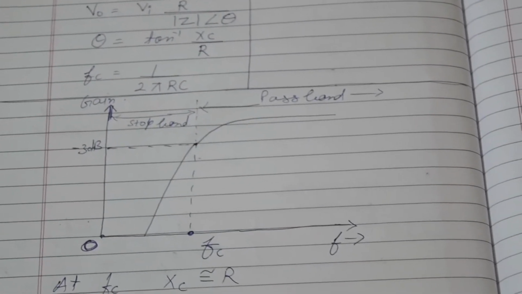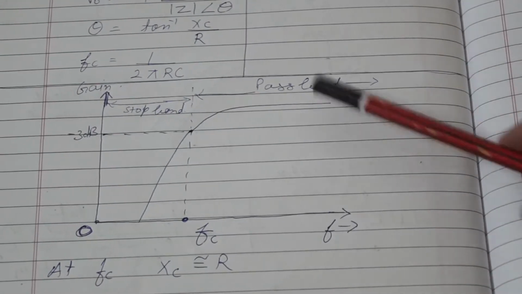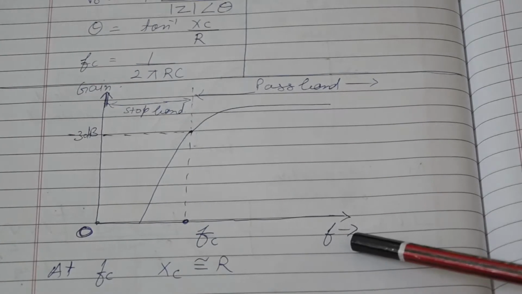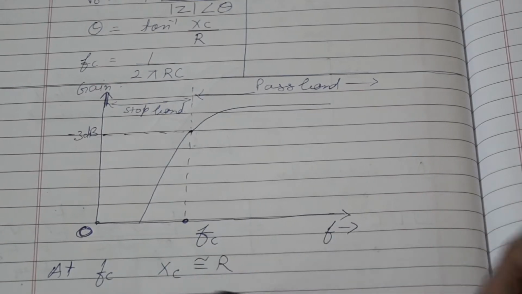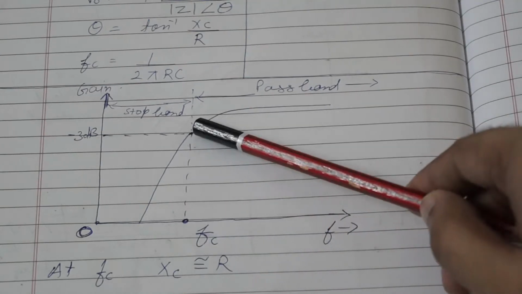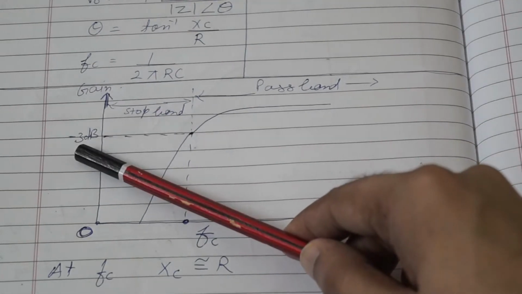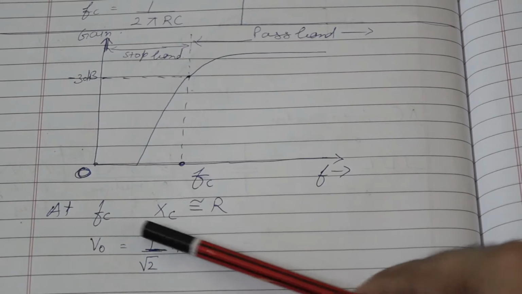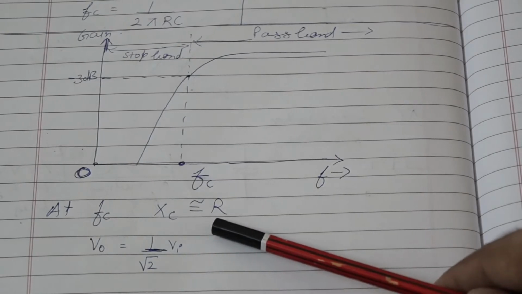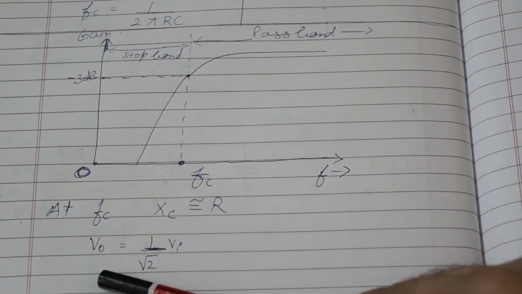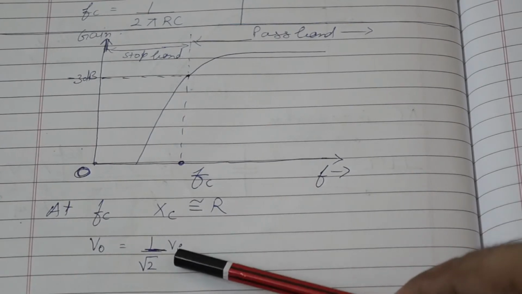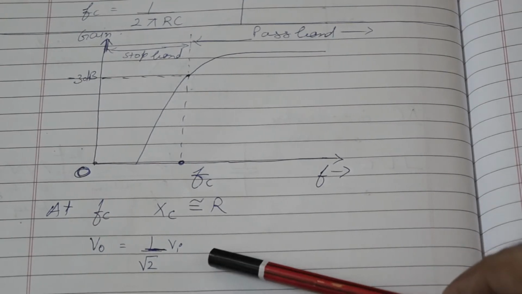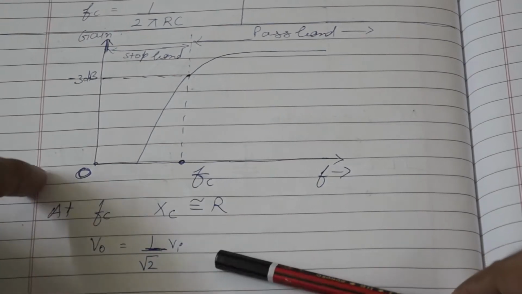Now this is the graph, and you can see on the y-axis we have plotted the gain, and on the x-axis we have plotted the frequency. This is our cutoff frequency. At this point the gain is reduced to minus 3 dB. At the cutoff frequency the reactance equals the resistance of the circuit, and the output voltage is V input divided by the square root of 2, or 0.707 times the input voltage.